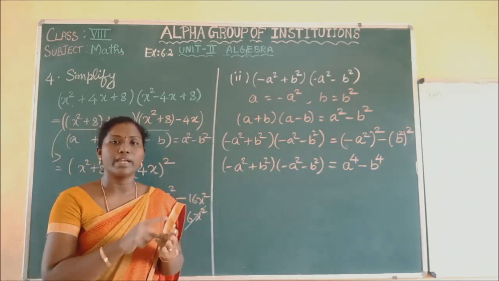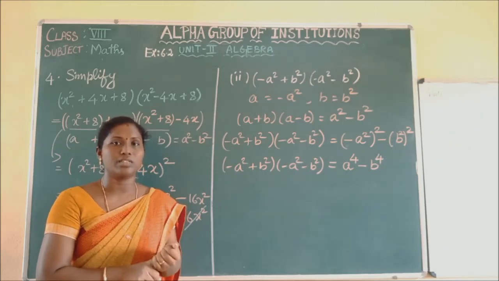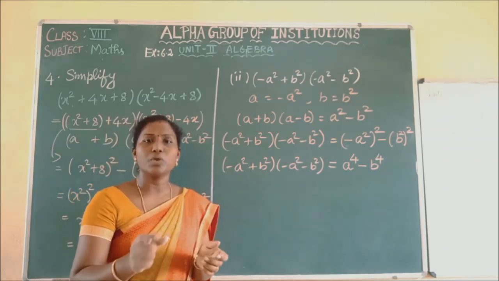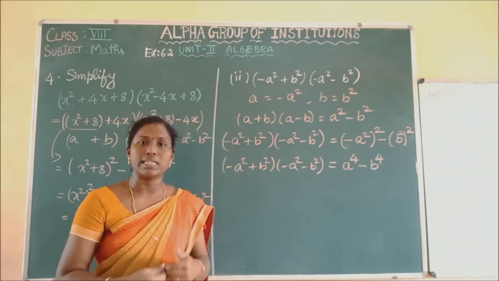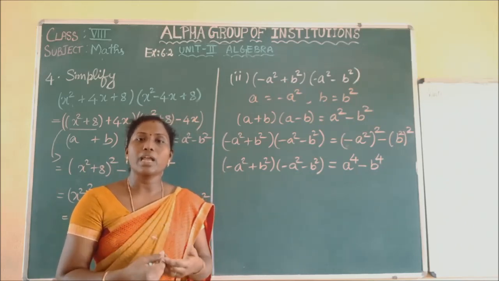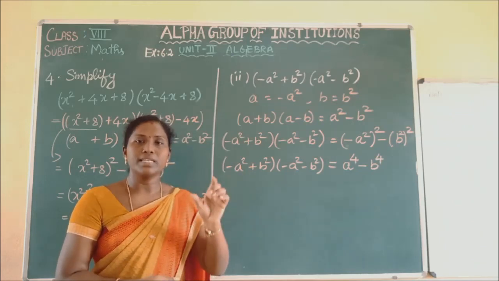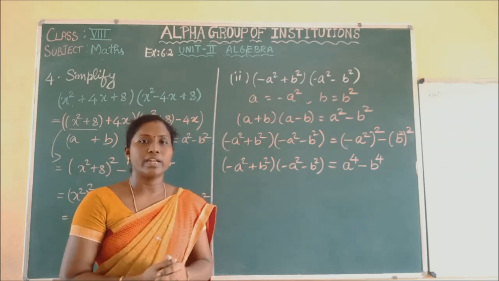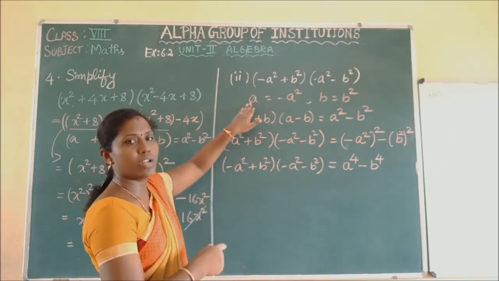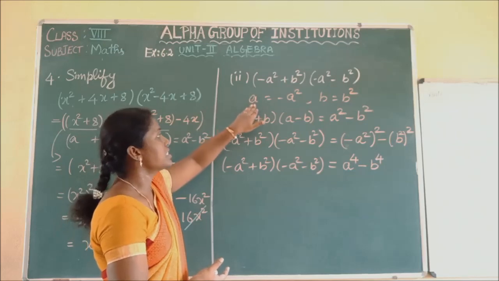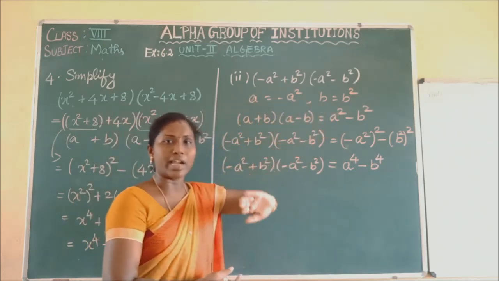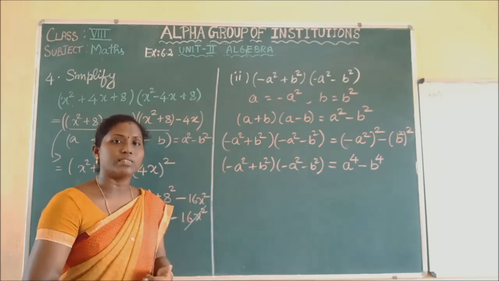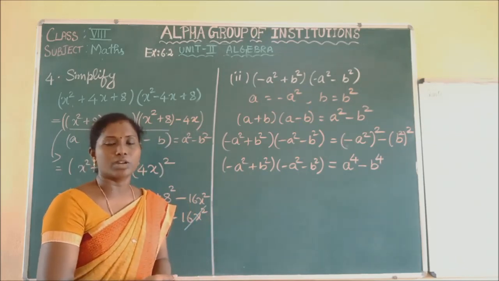First you have to keep in mind thoroughly what identities we have learned. Then by seeing the question you have to identify which identity can be properly used here, because the question won't give you the identity. Based on that identity, you can write directly. If you are not able to substitute, write what is a and what is b separately, substitute in the identity, and do the problem step by step so that you will get the answer correctly.